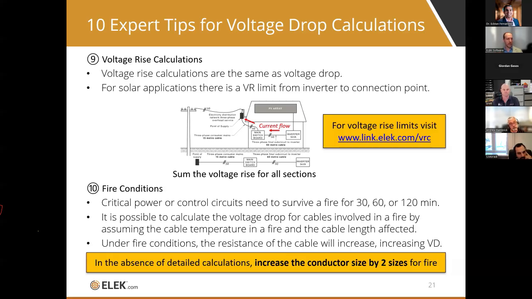If you expect the cable to operate or supply load during the fire, it will need to operate during that time at a much higher temperature. So voltage drop is going to be significantly higher. So in the absence of detailed calculations, you should increase the size of critical power and control circuits by 2 sizes if they are expected to survive fire conditions.